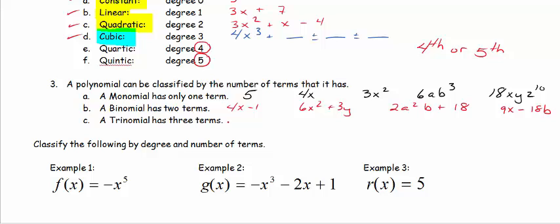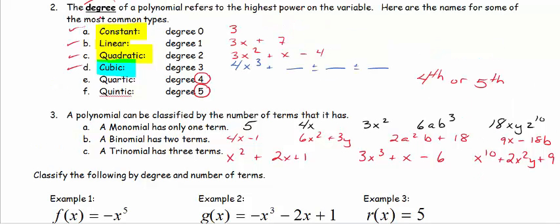A trinomial, classically x squared plus 2x plus 1, which is factorable. We could have 3x to the third plus x minus 6. We could have x to the 10th plus 2x squared y plus 9. Any one of those is a trinomial. So we can classify something both by degree as well as by the number of terms.